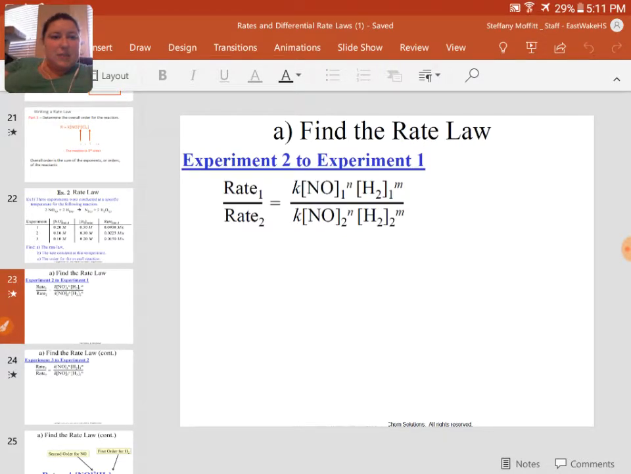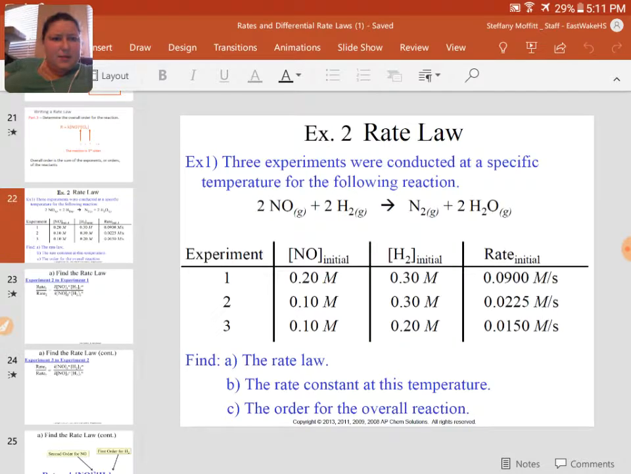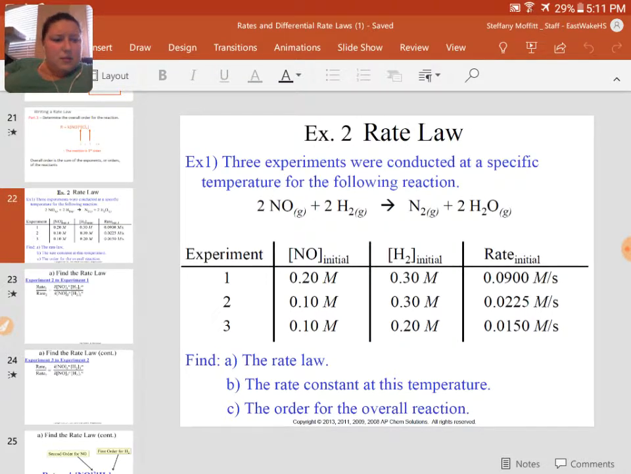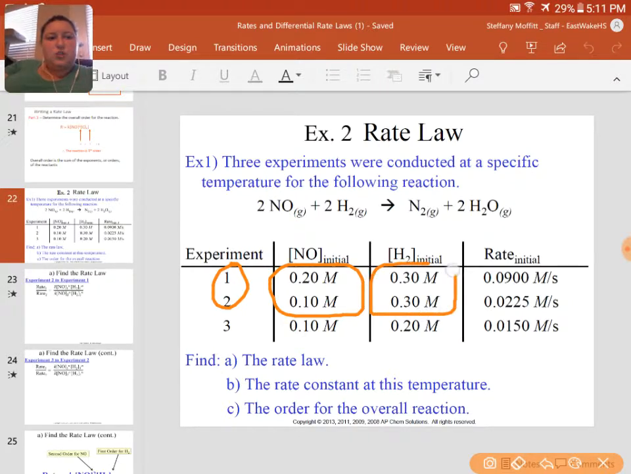So this is the same thing. From experiment 2 to experiment 1, let me see if I can make this easier. So right here, they're doing this first. They're doing experiment 2 and 1, and they're saying during this time, NO doubles from 2 to 1, but from 2 to 1, H2 stays the same.